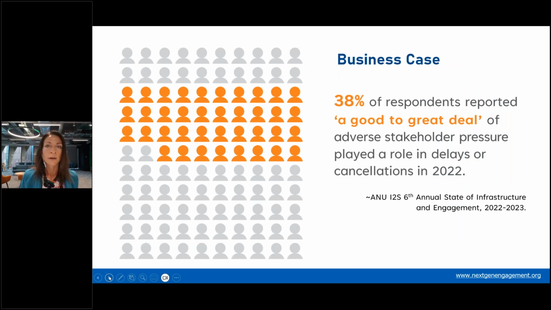We also ask our industry experts year on year where you experience project delays or cancellations. To what extent did adverse stakeholder pressure, that social pressure, play a role? And in 2022, on all the projects on which they were working, our experts said, and this is almost 40%, so 38% reported a good to a great deal of adverse stakeholder pressure that was playing a role in delays or cancellations. So even from a business case perspective, we know that the S in ESG matters.